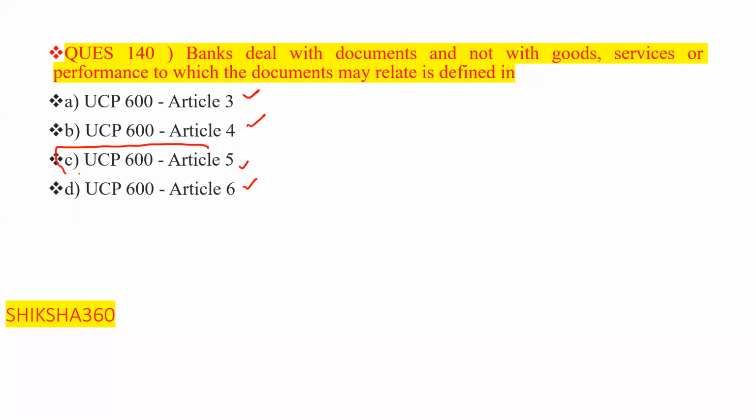UCP 600 article number 5 is where it is mentioned that banks deal with the documents and not with the goods, services or performance.